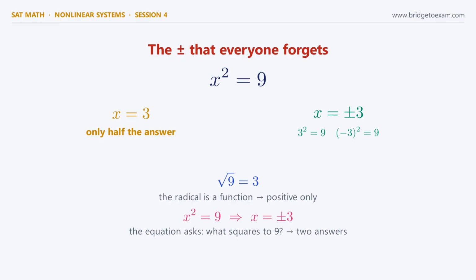Now here's where the confusion comes from. The radical symbol, √9, does mean exactly 3. That's a function, and it returns just the positive value. But the equation x squared equals 9 is a different animal. It asks which numbers square to 9, and there are 2 of them. So the rule is, whenever you take a square root to undo a square, you write plus or minus. If x squared equals a, and a is positive, then x equals plus or minus √a.